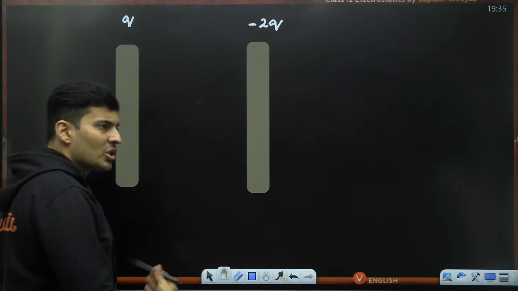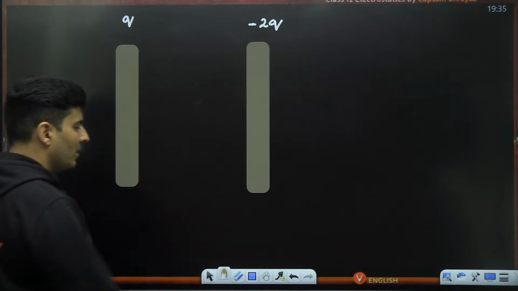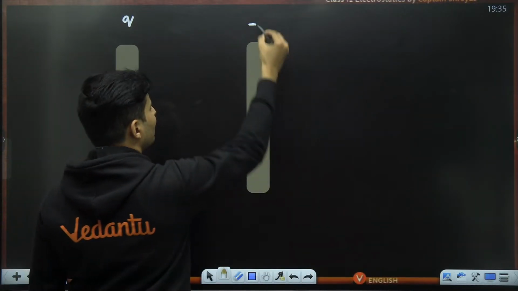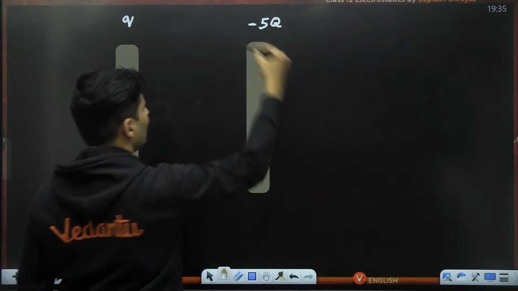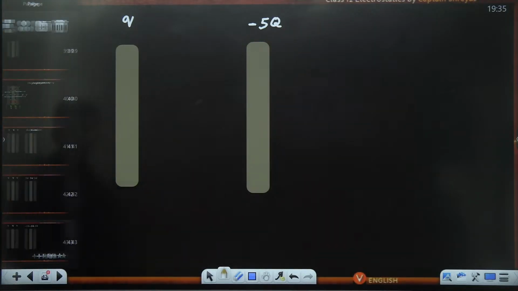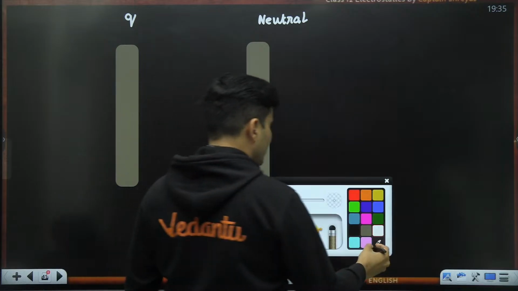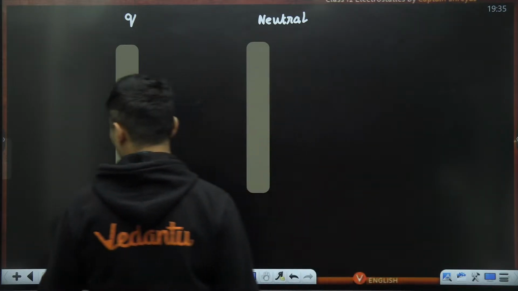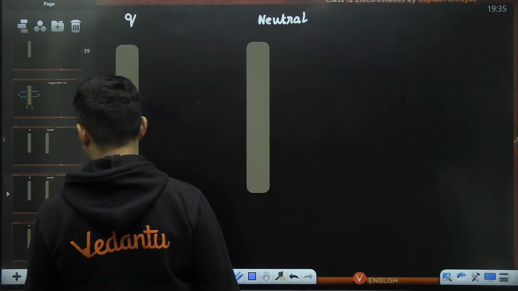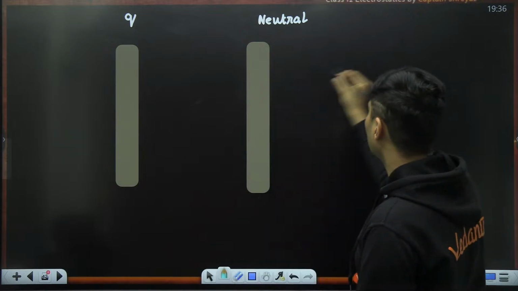Okay, so what to do in these situations, say, some random example, minus 5Q. You can take anything. What to do in such situations? First, always check what is the total charge on both the plates.